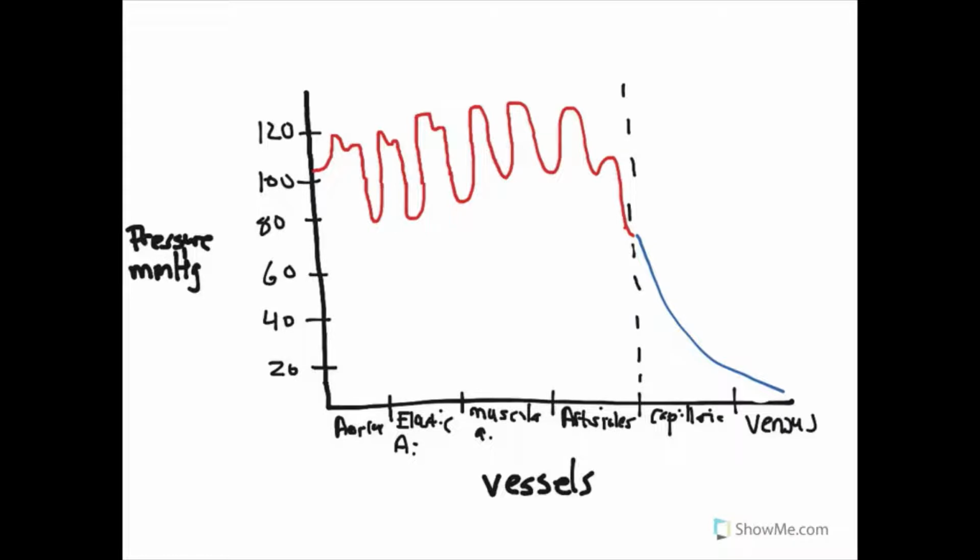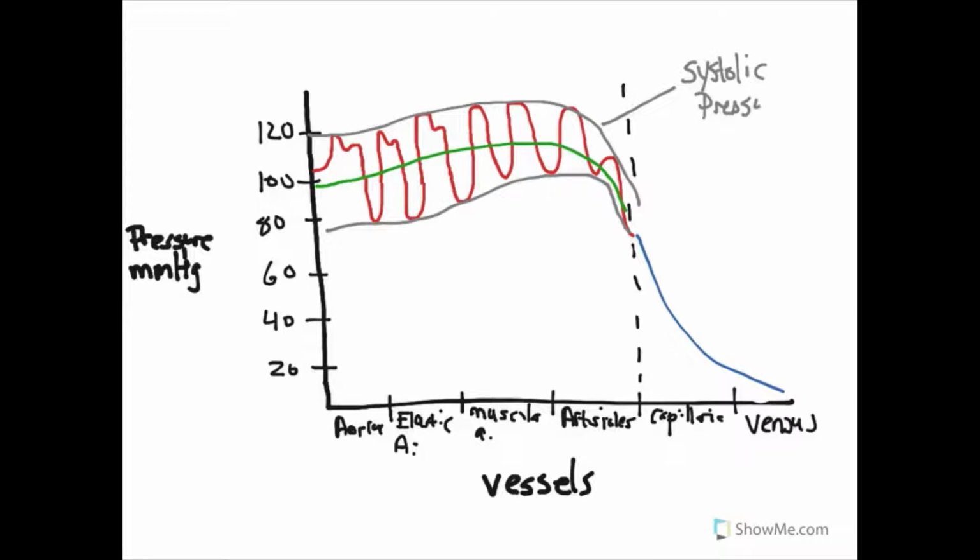Now, this is not perfect by any means, but let's say we have this bottom line here and this top line here, and we have these two lines, and then we go right down the middle of this and draw a line. Well, what are these lines? Our top gray line represents the systolic pressure, and this bottom gray line references the diastolic pressure.